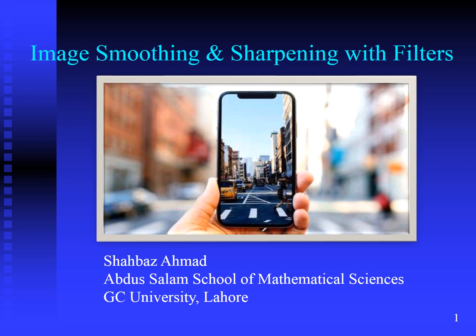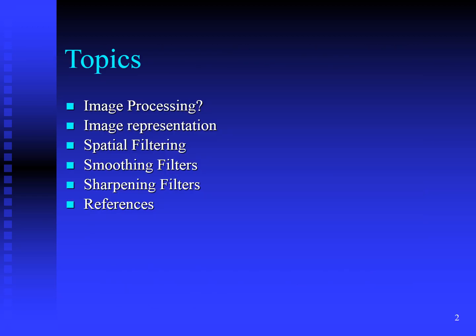Assalamu alaikum. In this lecture, I am going to explain two types of important filters: image smoothing and sharpening filters, which are very important in image processing. My topics cover what is image processing, image representation, then spatial filters, smoothing to remove noise, and sharpening to remove blurring. At the end, some references. Let us start the presentation.